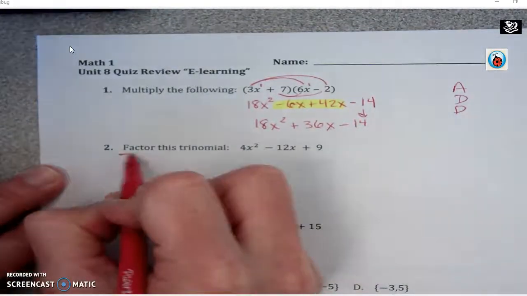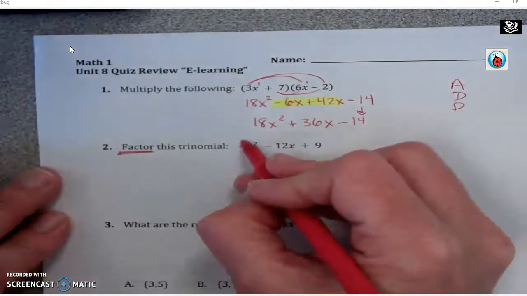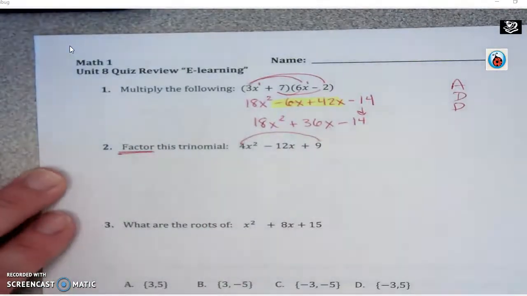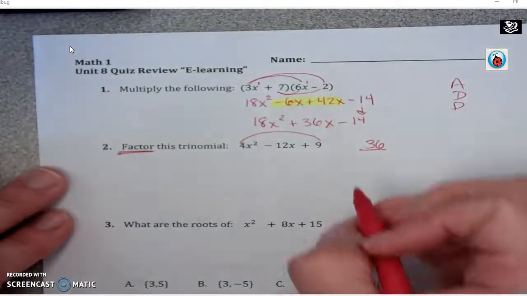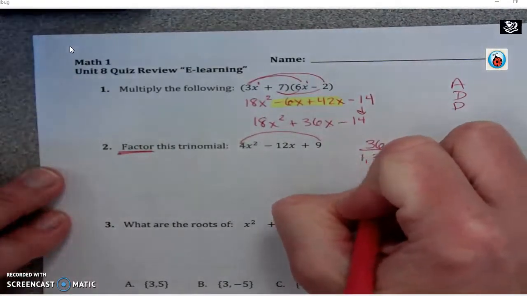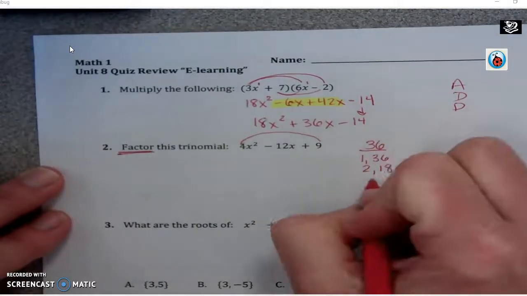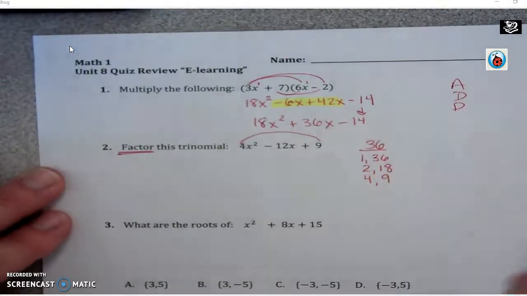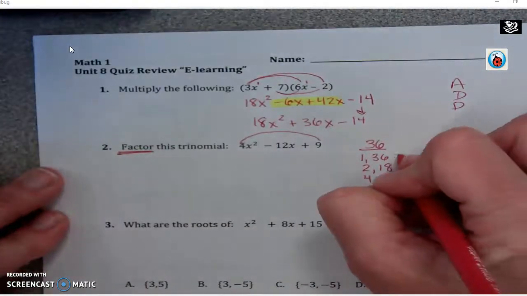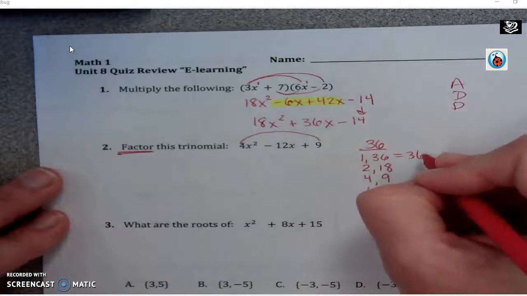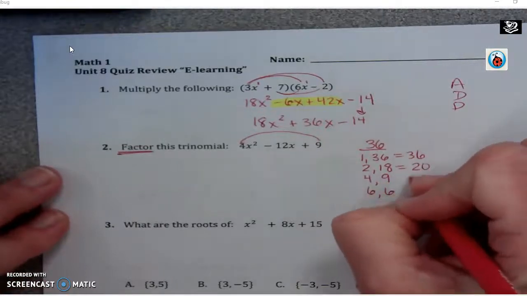Number 2, factor. Whenever you factor, you multiply a and c, you do the rainbow. 4 times 9 is 36. What are the combinations that give me 36? 1 and 36, 2 and 18, 4 and 9, 6 and 6. All right, I'm going to add those together. Now I'm adding them.